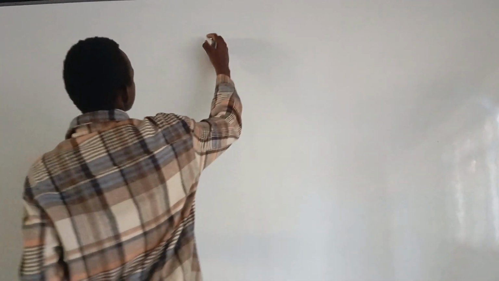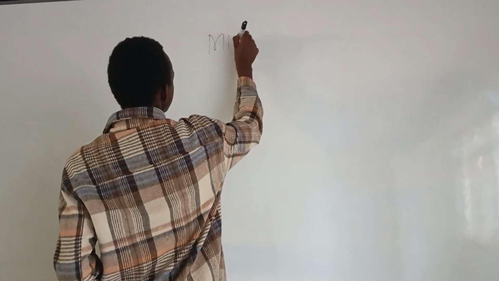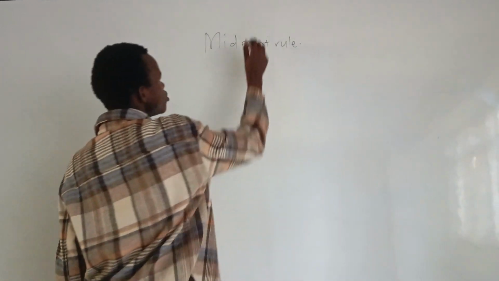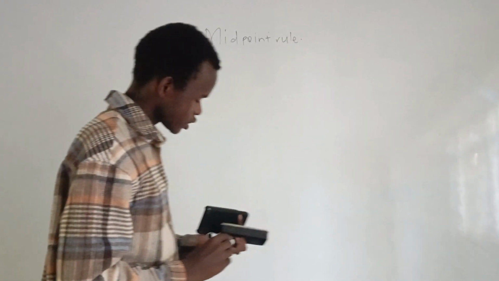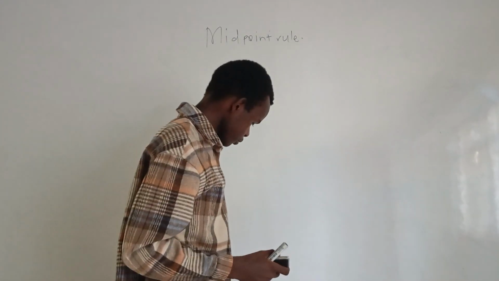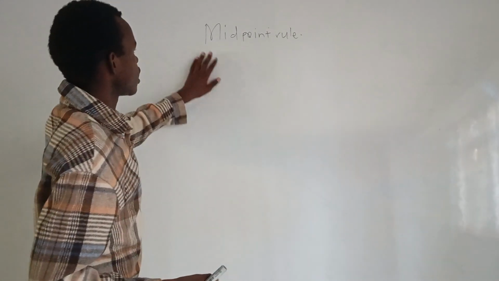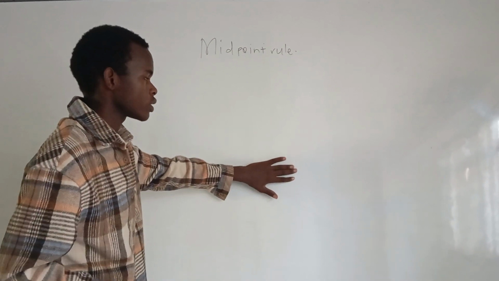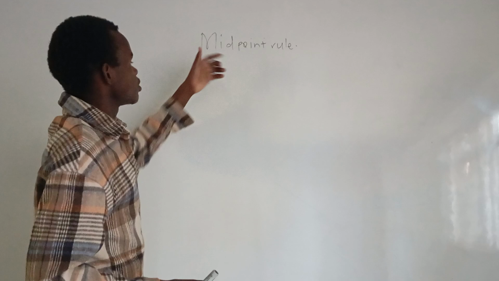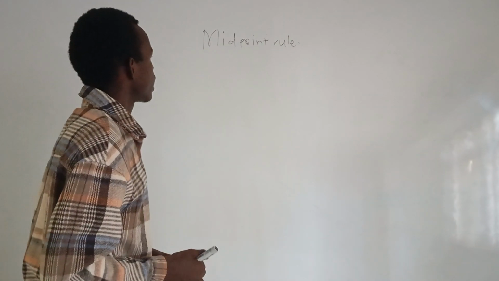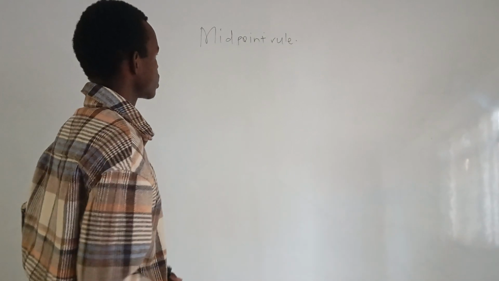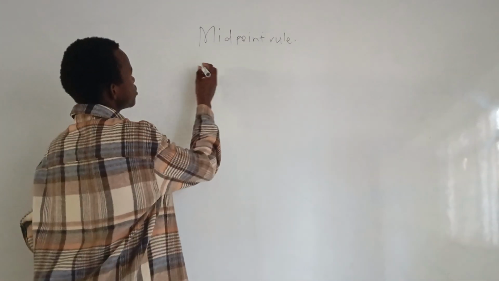The midpoint rule. So in the midpoint rule, we are trying to calculate the area of curves or the area of any integral. So for example, straight away, go to the formula. We can derive the formula using the Riemann sum and whatnot, but I'll just go straight.